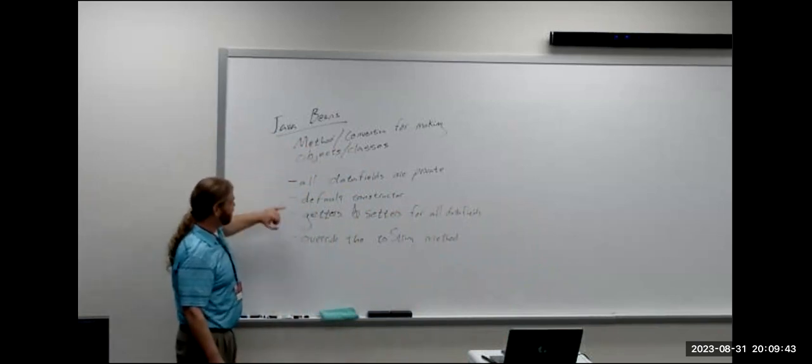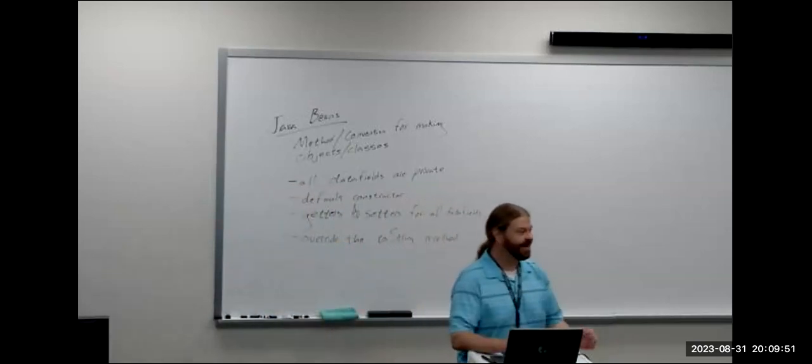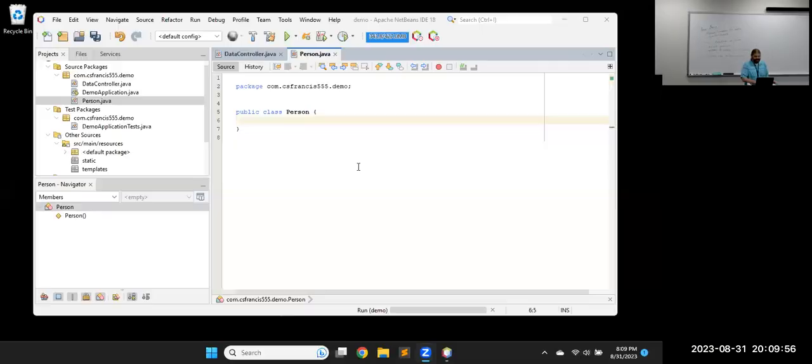But all our data fields are private. We include a default constructor, getters and setters for all the data fields, and we want to override the toString method. Sounds like a lot, right? But once we set up the data fields we need, it doesn't require any more thought to do the rest of that. So it's code we can generate. And it's code we want to do every time.